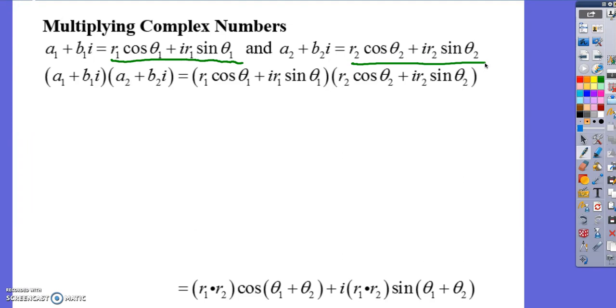So at the bottom of the screen, you'll see that basically what ends up happening, in reference to a normal polar number, is the radiuses get multiplied and the angles get added together. So that's a little odd and surprising, but awesome.